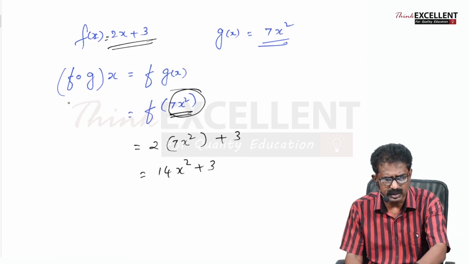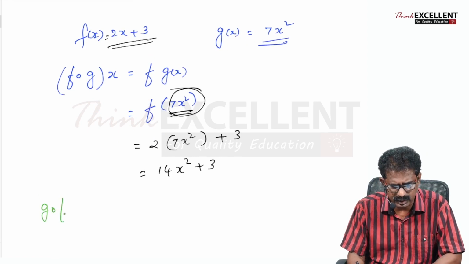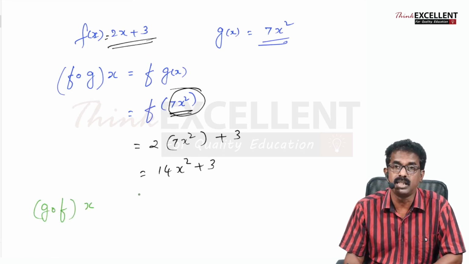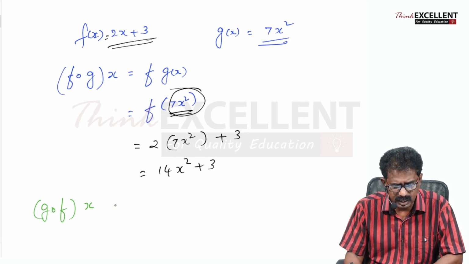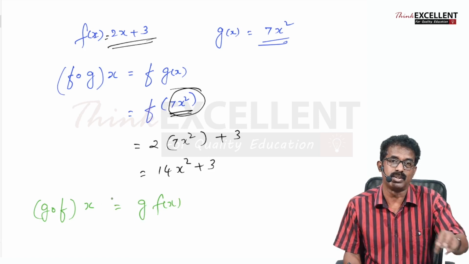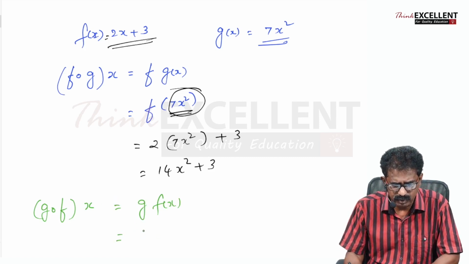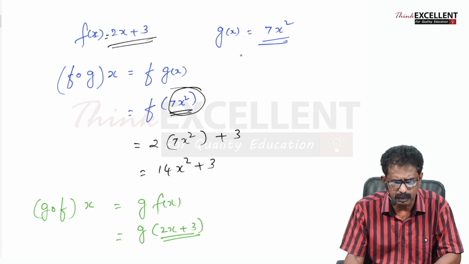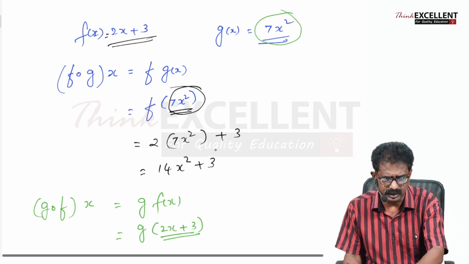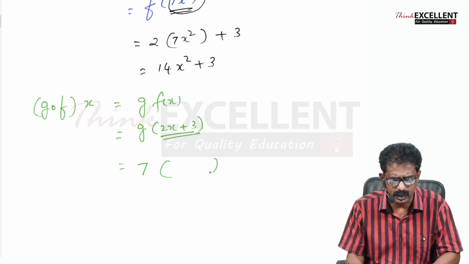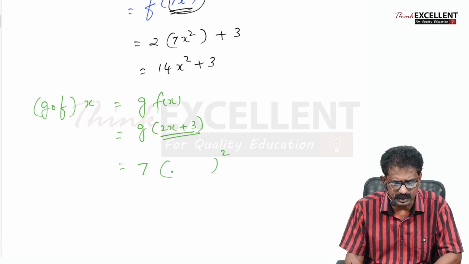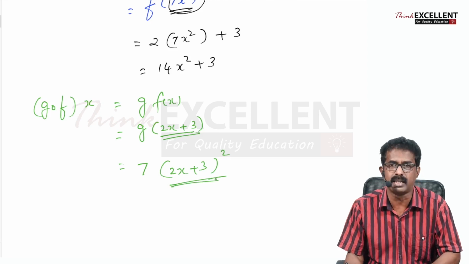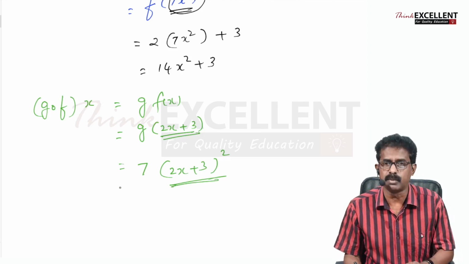Now, just to explain how to find g composition f. Already you have studied in 10th standard, I'm just going to revise it. g composition f, that is g(f(x)). First f(x), then only we give that function to g. So that is g of, what is f(x)? 2x + 3. Now put this 2x + 3 in g. But what is g? 7x². So instead of x, you put the value 2x + 3. Now you know how to do that. Just expand (a + b)², then you multiply by 7.